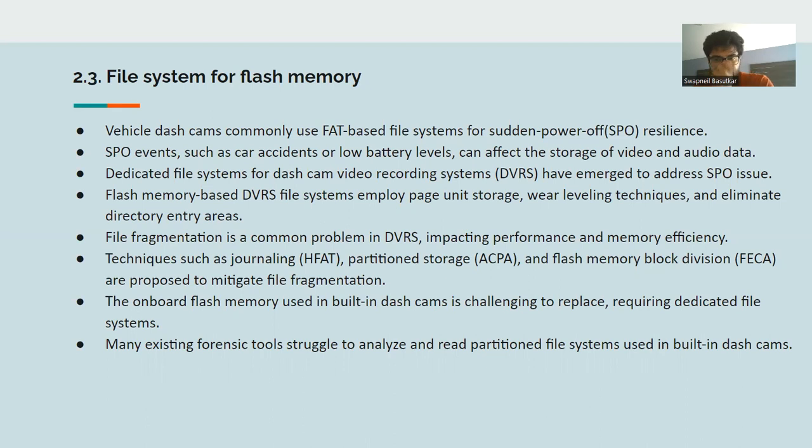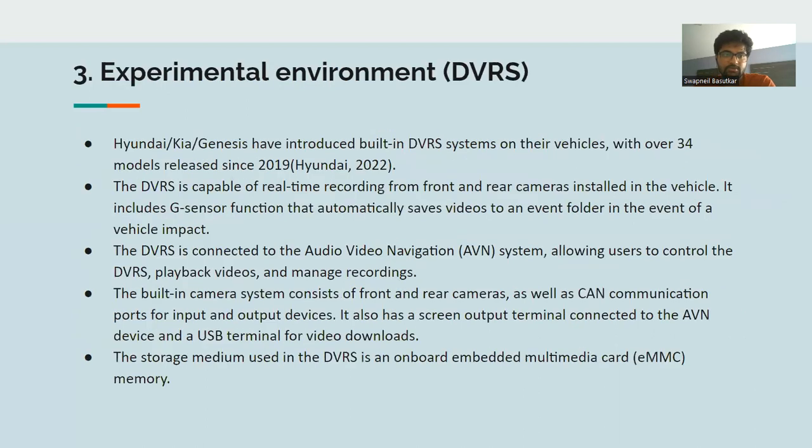Flash memory-based DVRS file systems employ page unit storage, wear leveling techniques, and eliminate directory entry. File fragmentation is a common problem in DVRS, impacting performance and memory efficiency. Techniques such as journaling, HFAT, partition storage, and ACPA, FECA are proposed to mitigate the file fragmentation. The onboard flash memory used in built-in dash cams is challenging to replace, requiring dedicated file systems. Many existing forensics tools struggle to analyze the raw partition file system used in built-in dash cams.